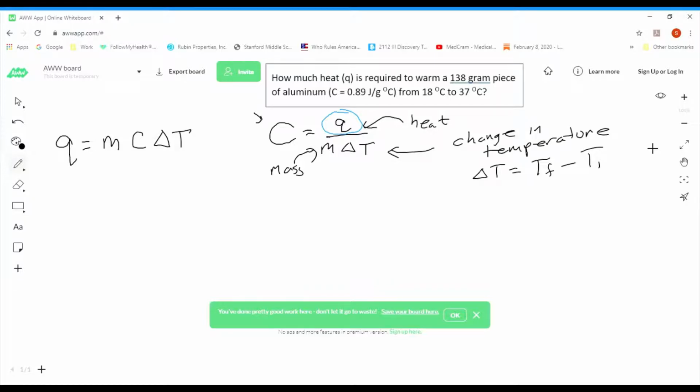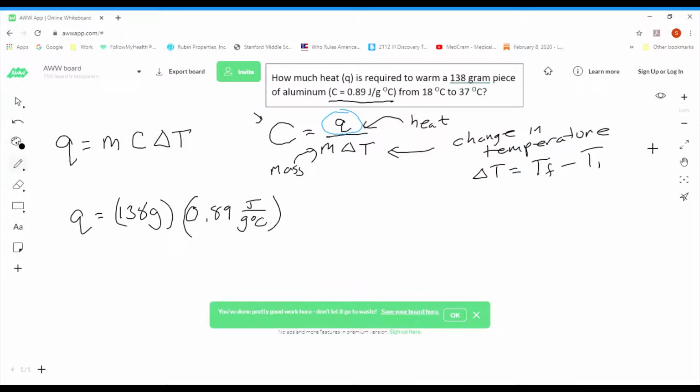So what we need here is to put Q here. Our mass is going to be 138 grams. Just plug in the mass, 138 grams. Your specific heat capacity, you were told up here, was 0.89 joules per gram degrees Celsius. So we're going to multiply by 0.89 joules per gram degrees Celsius. As you can see, the grams are going to cancel out here and here.